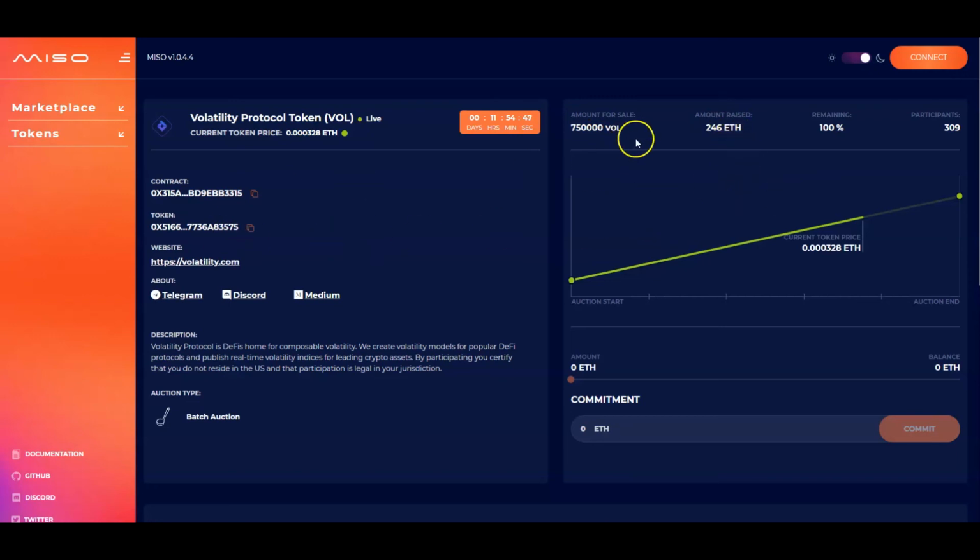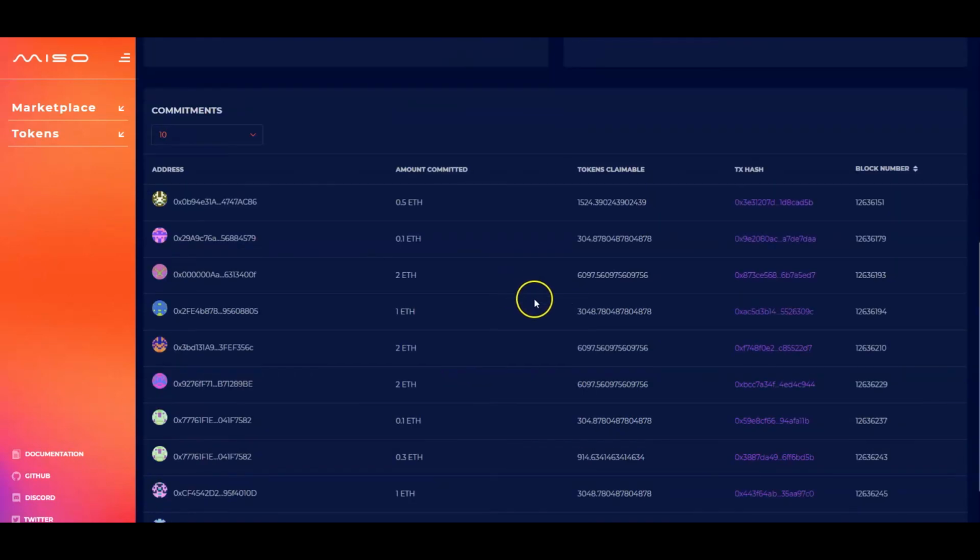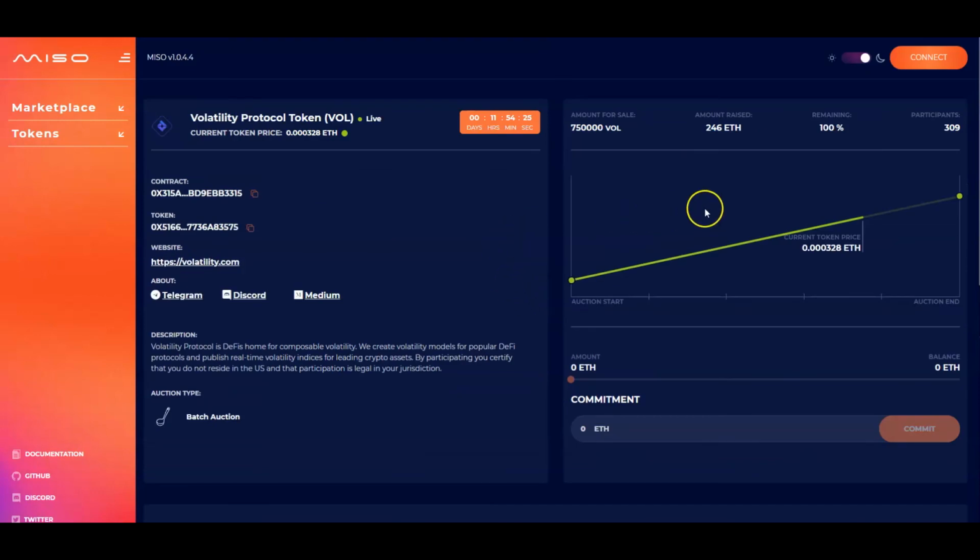How this works is that they'll do the average. Basically you take this 246 ETH, multiply it by the dollar value of ETH, and then divide it by this amount. Currently, if you were to do that, I think you'd be getting like 80 cents or 78 cents per vol token. So if you want to go and do this, I think you've got another 12 or so hours to go, guys.